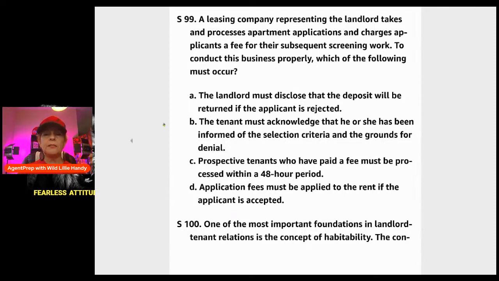The tenant must acknowledge that he or she has been informed of the selection criteria and the grounds for denial. So typically in the application, they say, okay, there's a fee and the fee is not returnable. If you're rejected, you have to have a certain credit score, make so much money per month. So they'll let you know what all the requirements are, and they've got to acknowledge that they understand and that they have been informed.